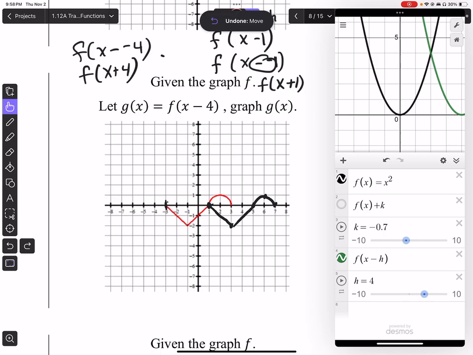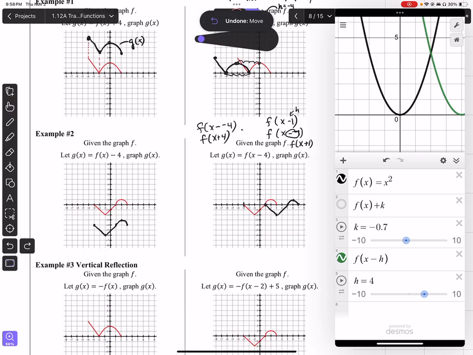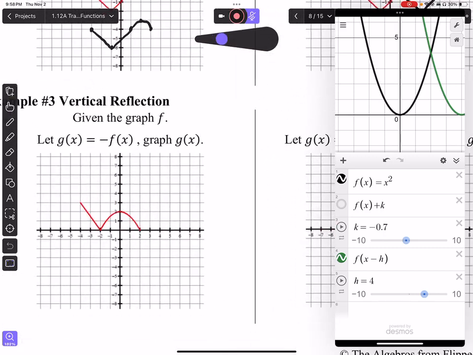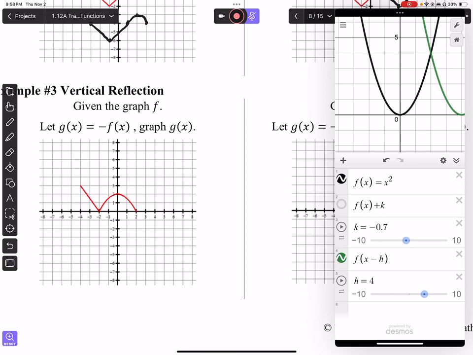Let's see here, we'll do it like this. See if we can keep everything on there. All right, on the outside, what happens if we put something on the outside? So here I've got f of x and I've got a negative. And in class, we've talked about this a little bit. When your lead coefficient is negative, it flips your graph over.